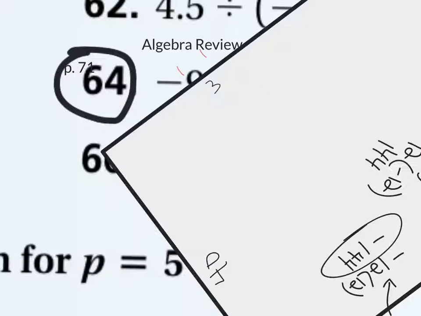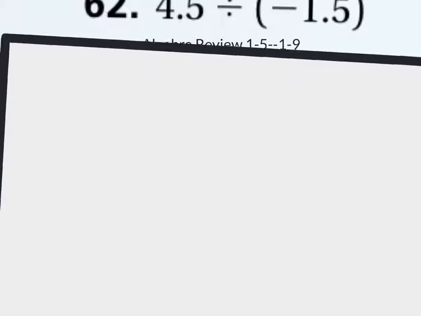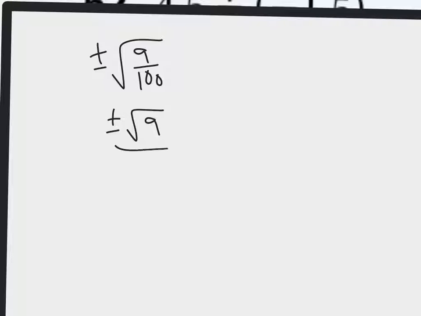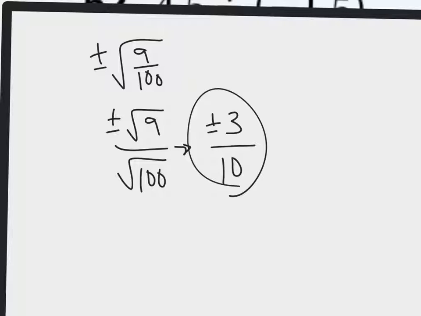Two other problems we're going to look at here that are not in your book. So one is if we have a square root that's a fraction. So let's say we've got plus or minus square root of 9 over 100. Anytime you have a square root in a fraction, you can actually split it up as the square root of the numerator and the square root of the denominator. So if we take the square roots of each of those separately, we should end up with plus or minus 3/10.